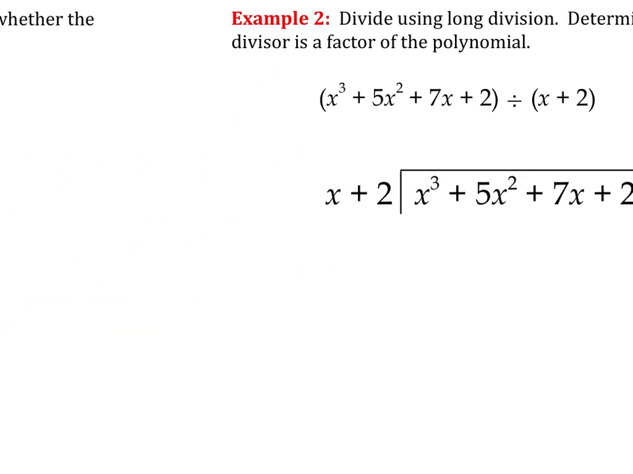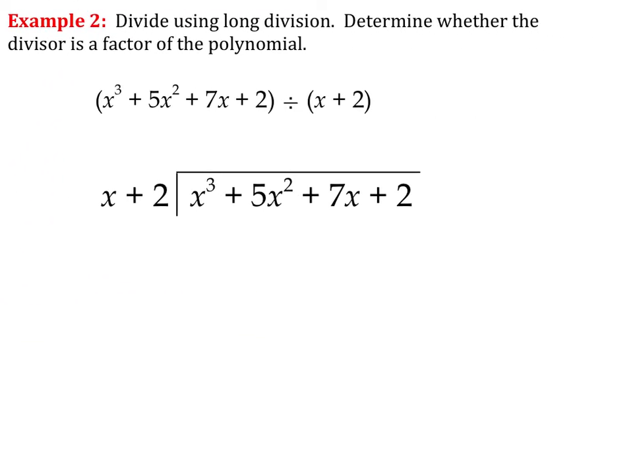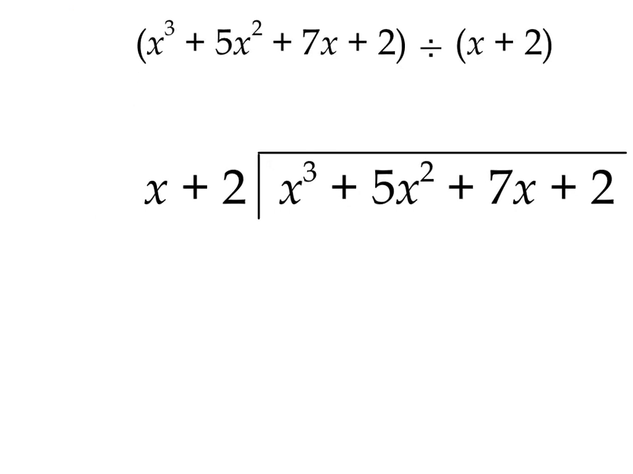All right, next one. Oh boy. X to the third plus 5x squared plus 7x plus 2. We're dividing out x plus 2. All right, so we're going to focus first term and first term. How do I turn an x into an x cubed? What do I multiply by? I'd multiply by 1x squared. So then off to the side, I'm going to take that x squared. I'm going to multiply it by my divisor, which was x plus 2.